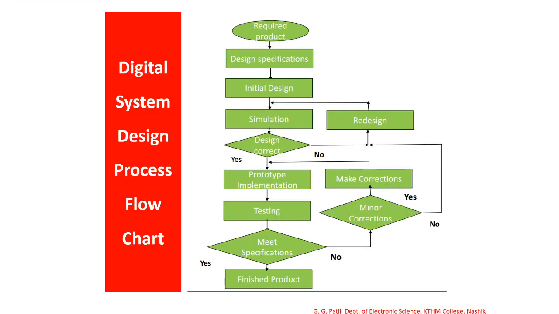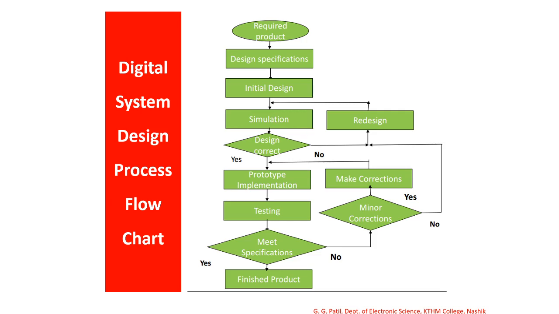Okay, here the digital system design process flowchart is shown. What steps are to be followed while designing the digital system? They are given in this flowchart. First of all, we need to know the required product and specifications of that product. Once this is known, first we have to prepare the initial design, and that design has to be simulated using a proper simulation technique. Generally, CAD tools are used. Various CAD tools are available.